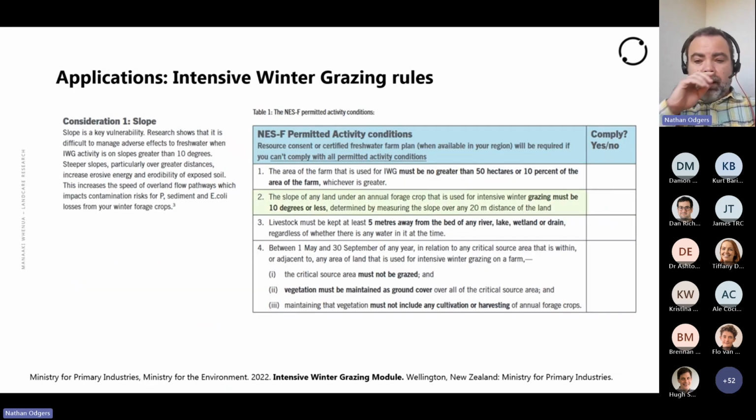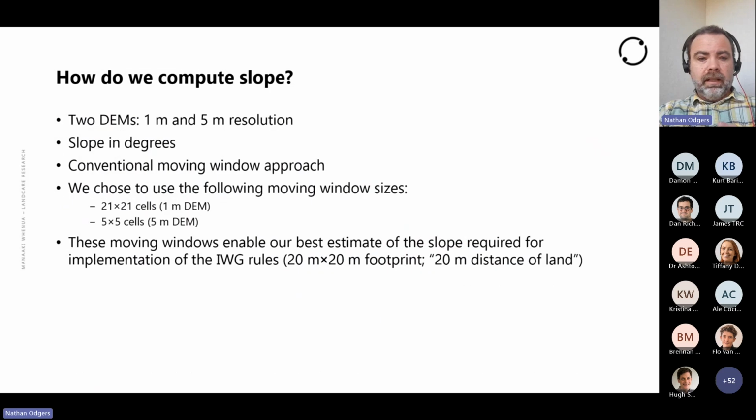And then the intensive winter grazing rules are talking about land that is used for intensive winter grazing must be 10 degrees slope or less, as determined by measuring the slope over any 20-meter distance of the land. We'll talk about that again in a minute too.